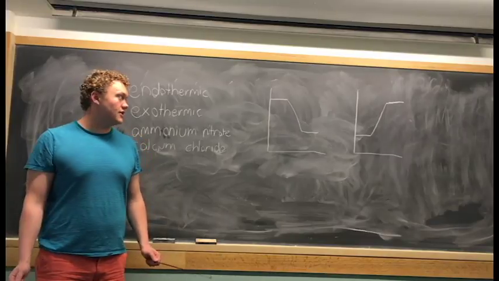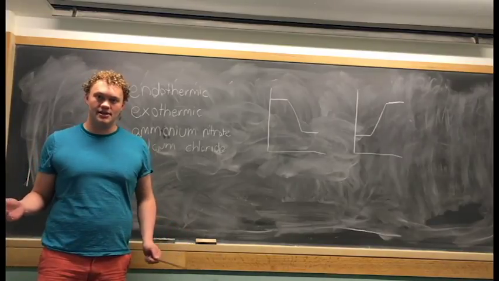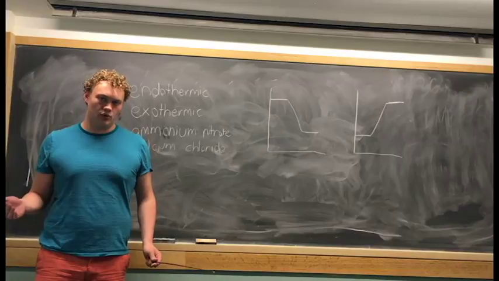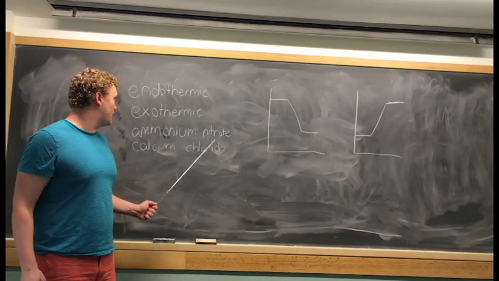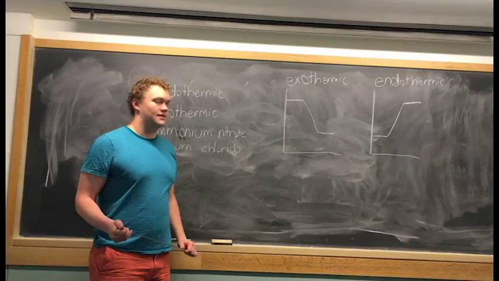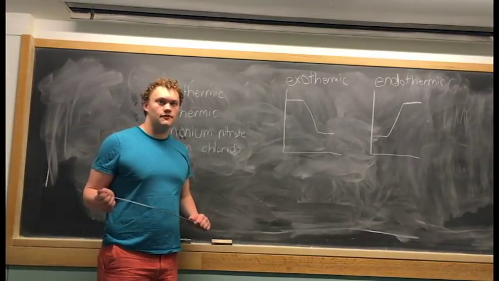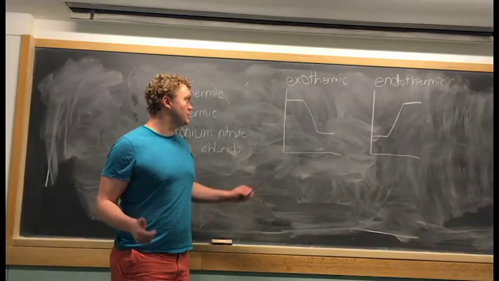All right, first, divide the students into pairs, and then write these vocabulary words on the board: endothermic, exothermic, ammonium nitrate, and calcium chloride. Have the students refer to the handout for these graphs.